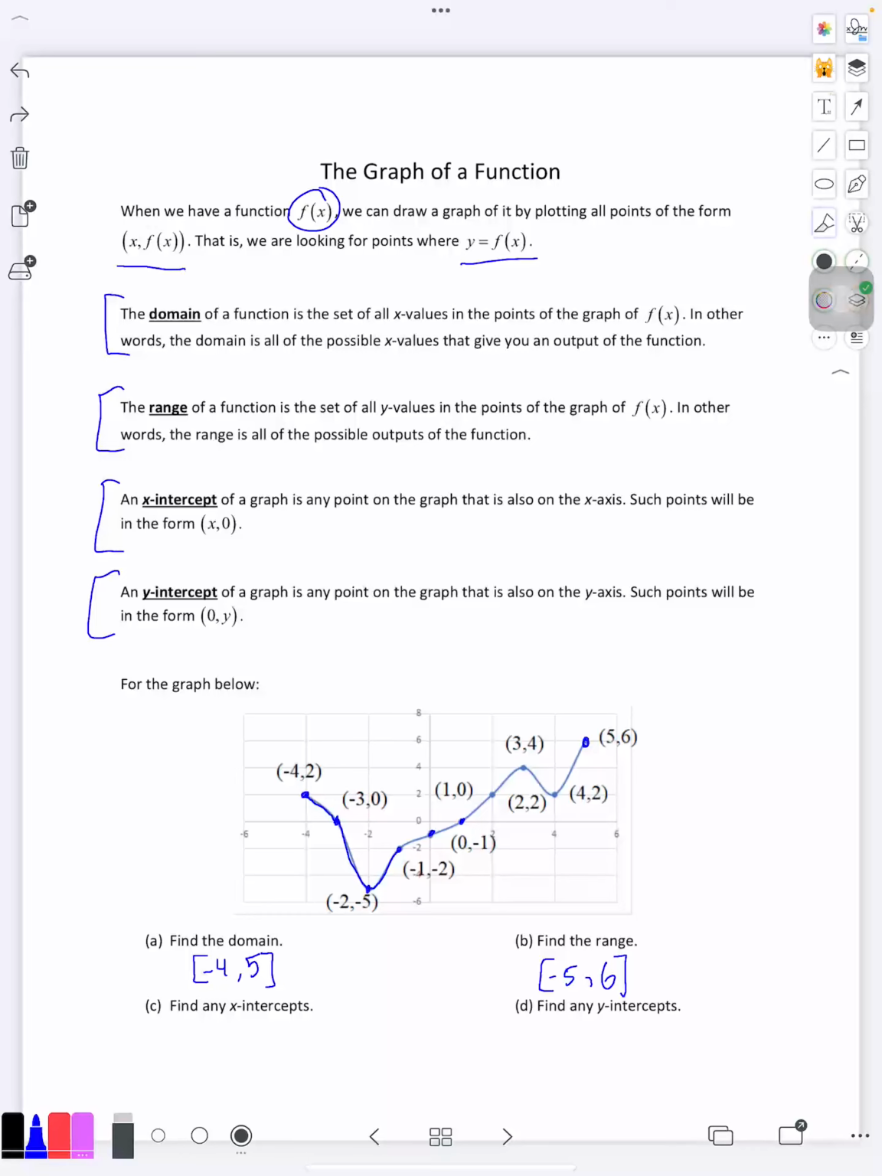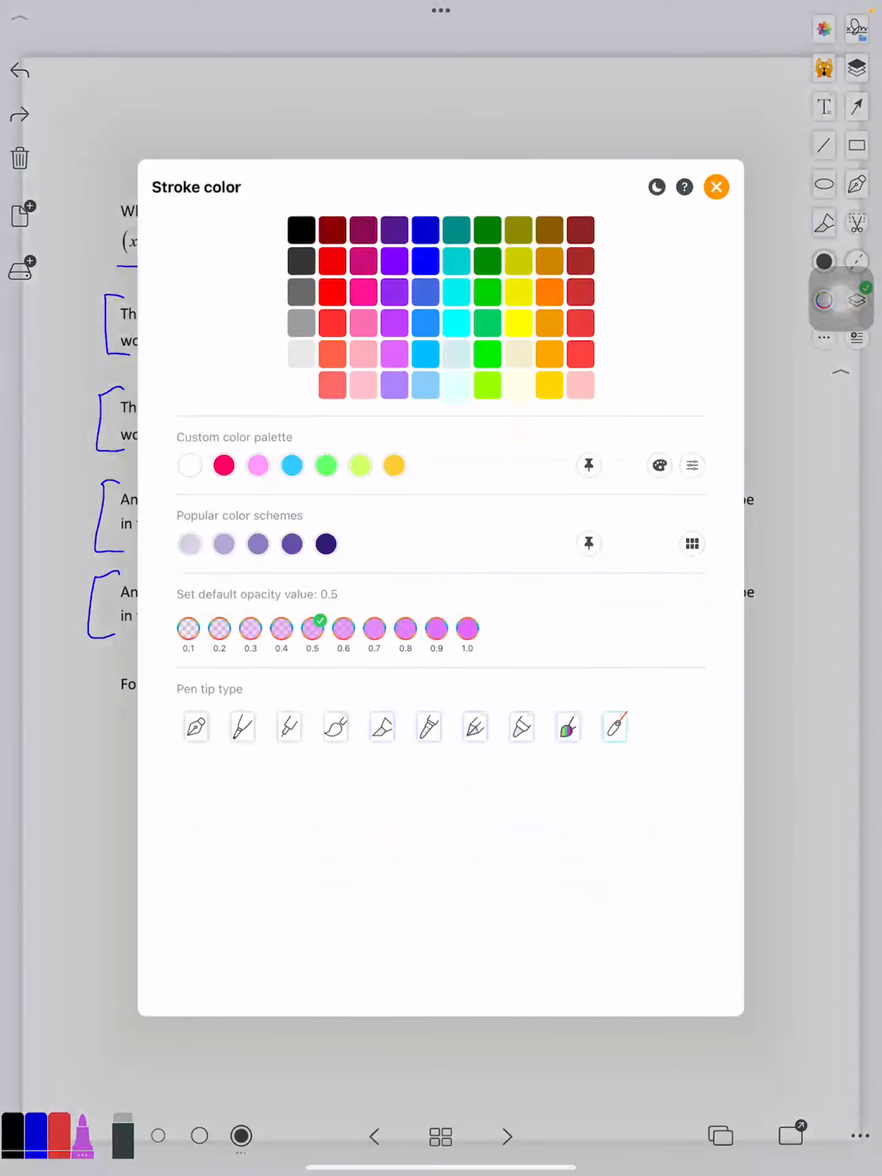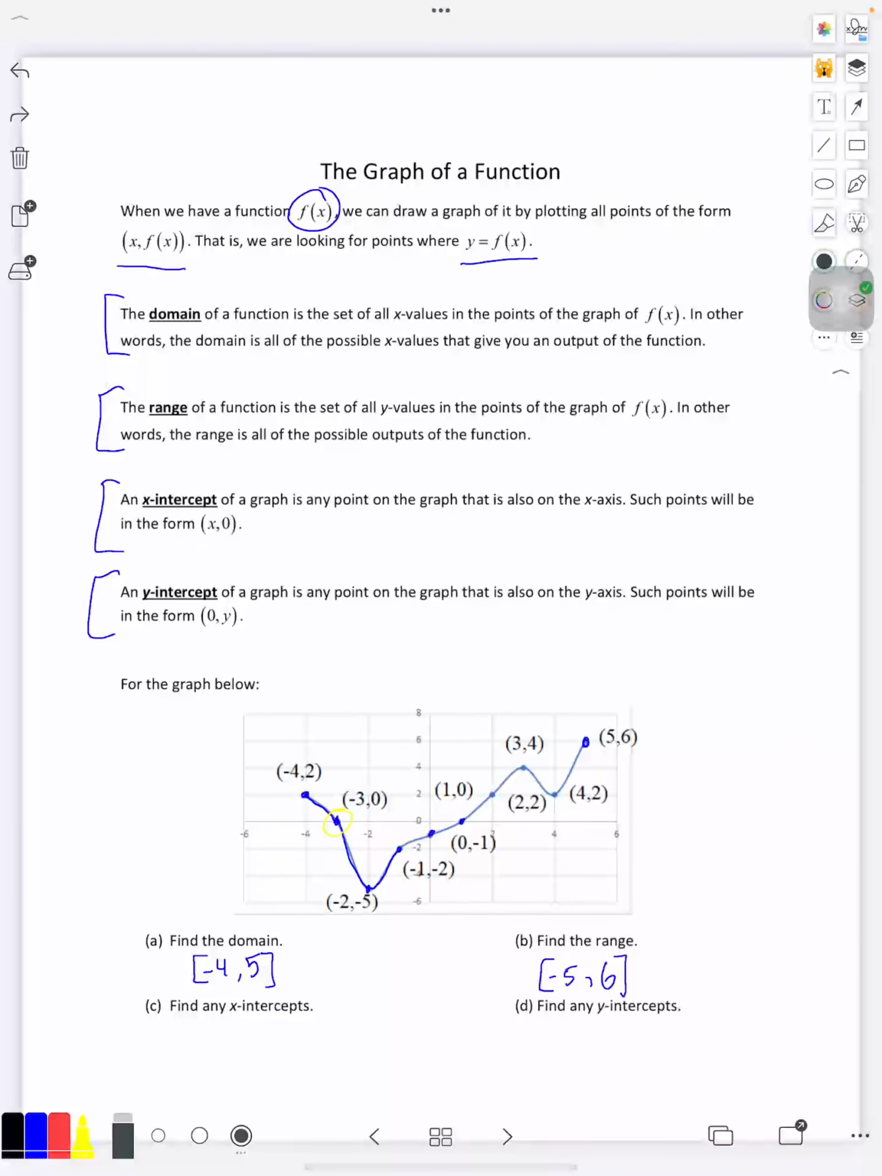For x-intercepts, we've got a point right here. I'll choose yellow. We've got a point right here and right here. Those are two places where it crosses the x-axis. So we have -3, 0 as an x-intercept, and 1, 0 is also an x-intercept. On the other hand, if we want a y-intercept, that's where the x has to be 0, and that's this point right here.